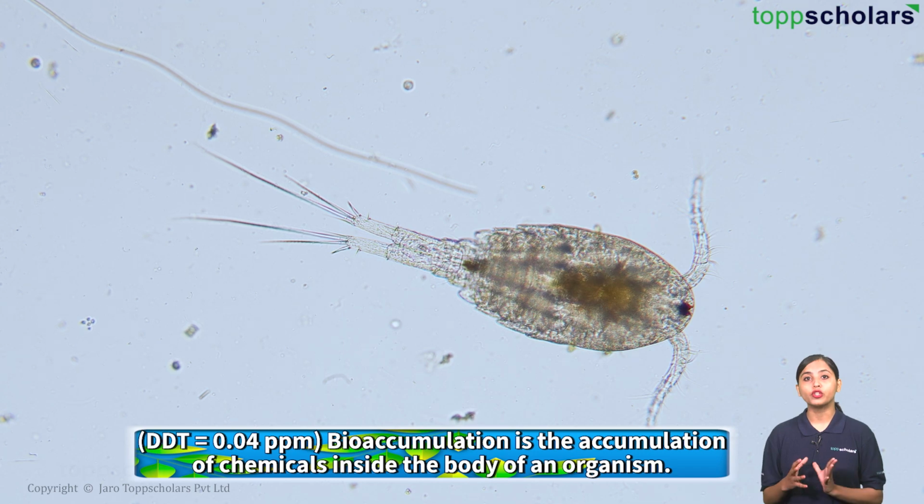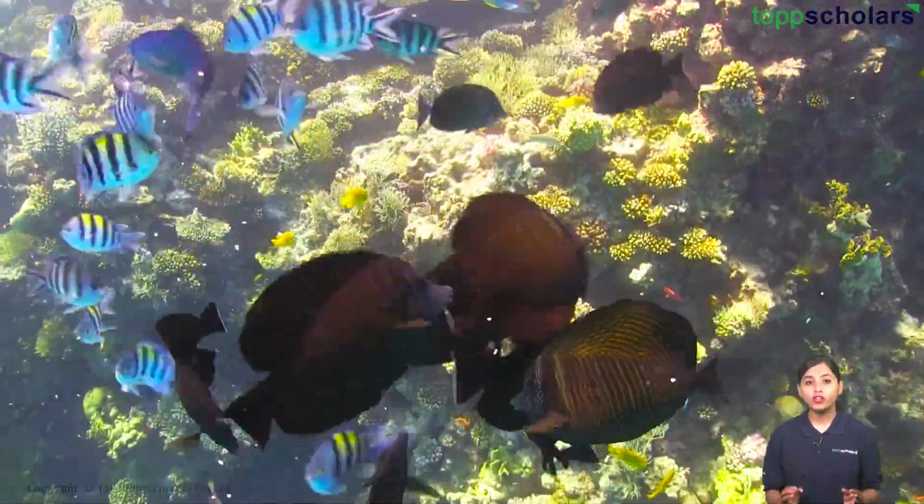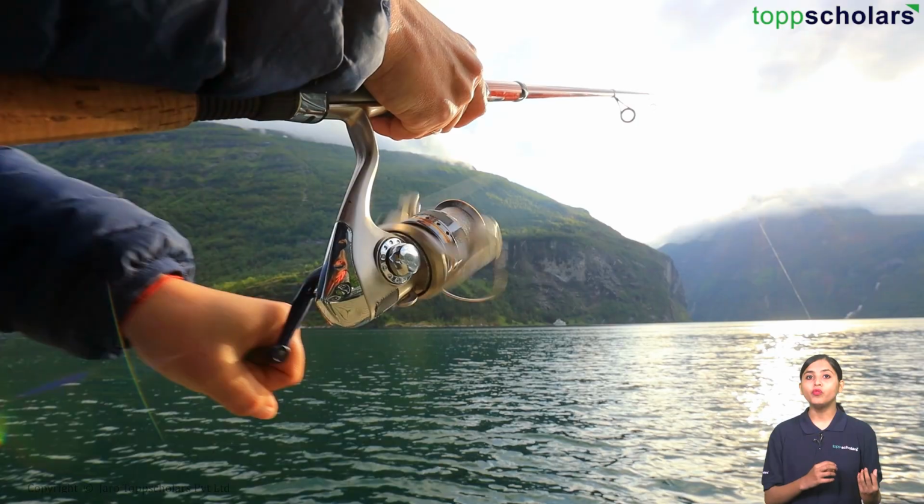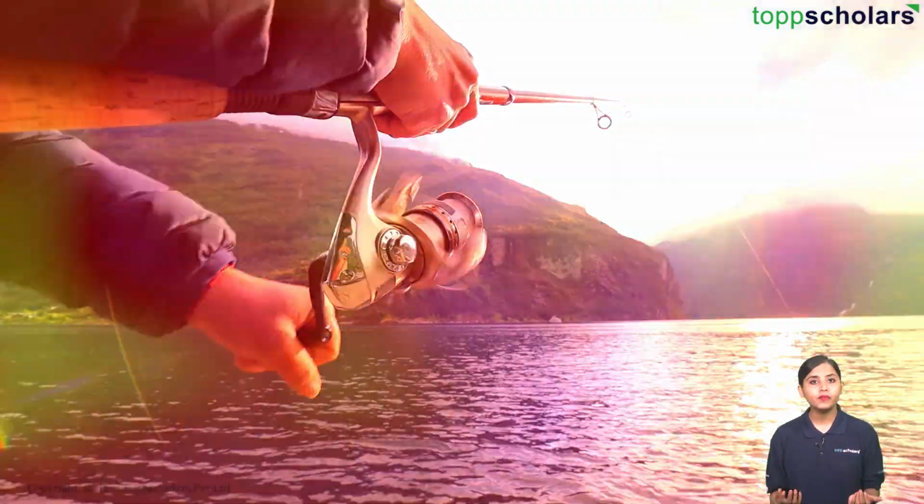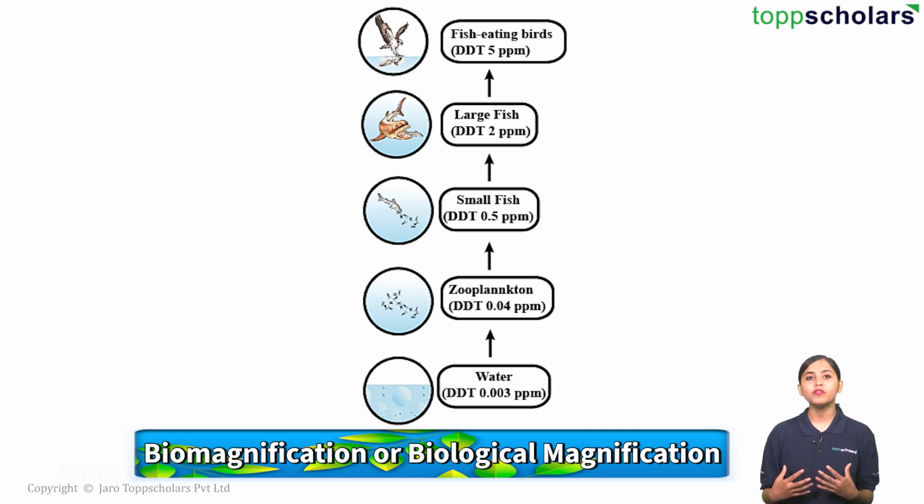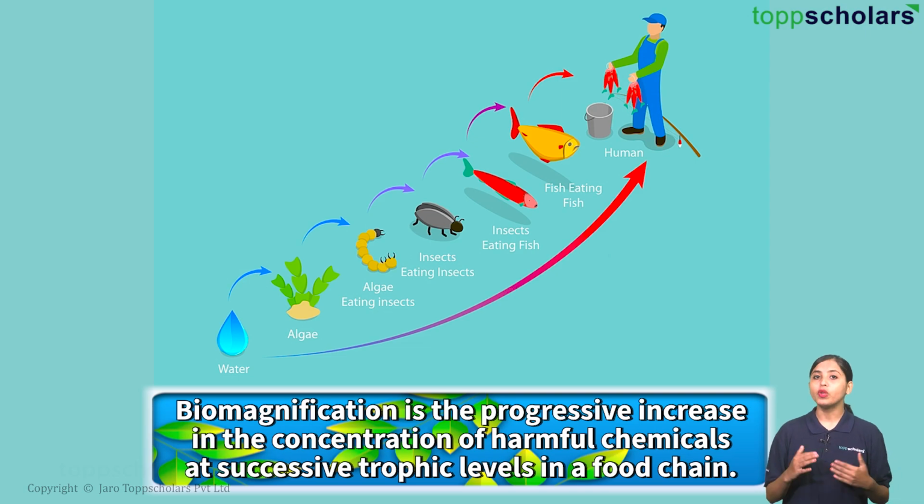This is called bioaccumulation. These will be eaten by the small fishes in the larger quantities, right? Now, the large fish will eat these small fish, and we humans also eat fish in our diet, right? Or consider some fish eating birds here. So basically, the DDT concentration starting from 0.003 ppm in water reached an alarming concentration of 5 ppm in the apex consumer. This is called biomagnification or biological magnification. By defining it, we may say the biomagnification is the progressive increase in the concentration of harmful chemicals in organisms in a food chain. That's all about the topic.